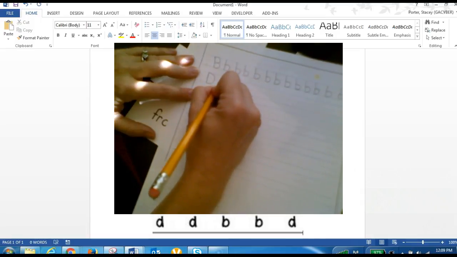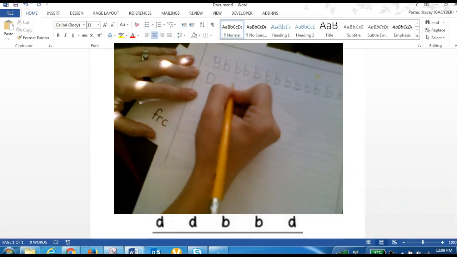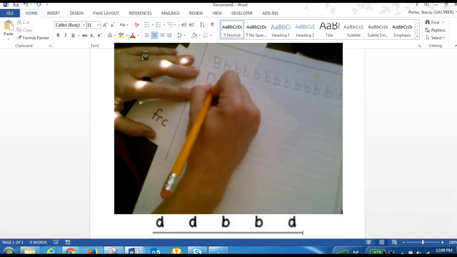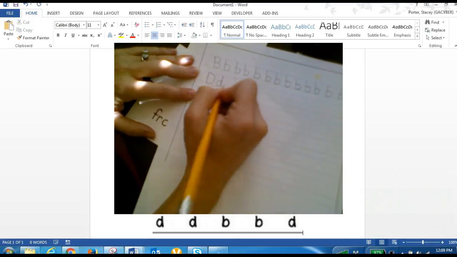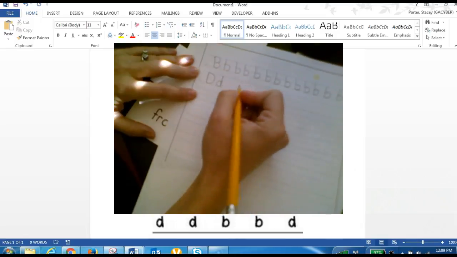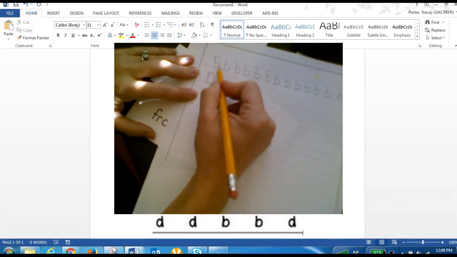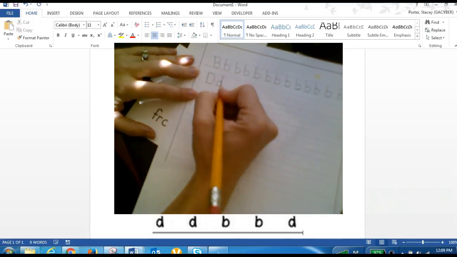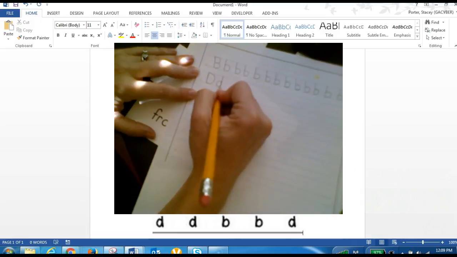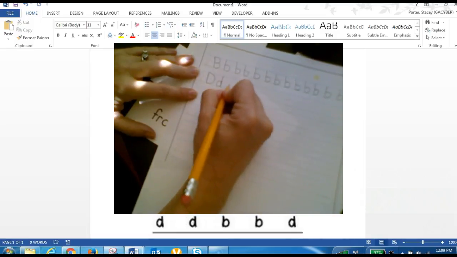So let's start D. It starts like the letter C. Up and around, but I don't stop. I go straight up and back down. D starts like a C. So B starts the same. D doesn't. It starts like a C. So let's write the D.